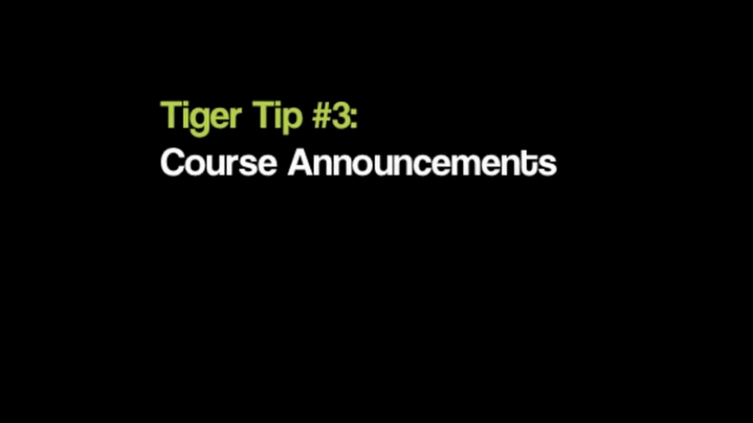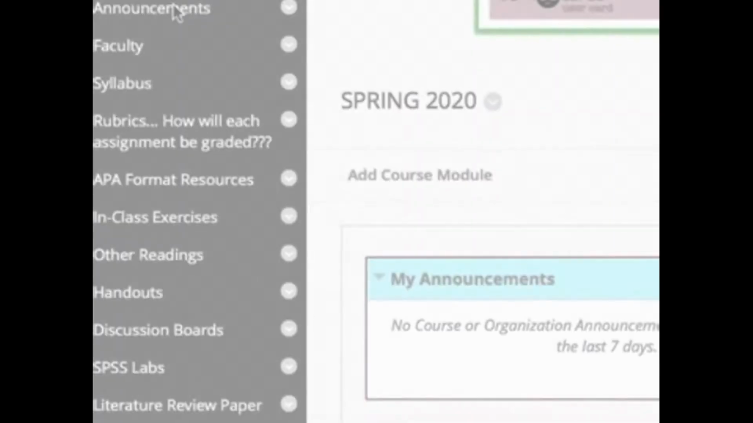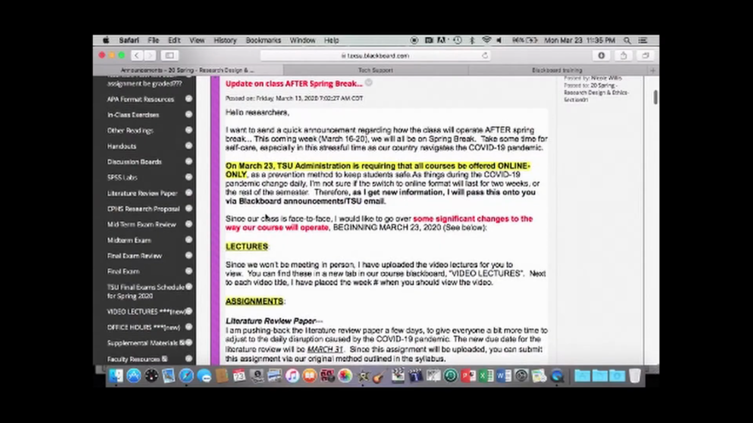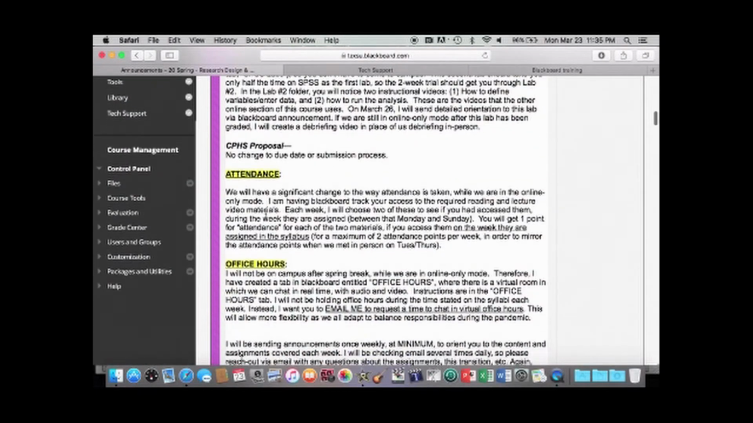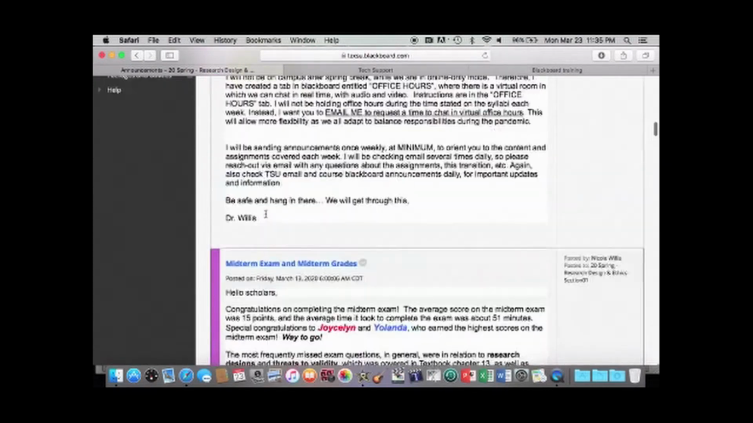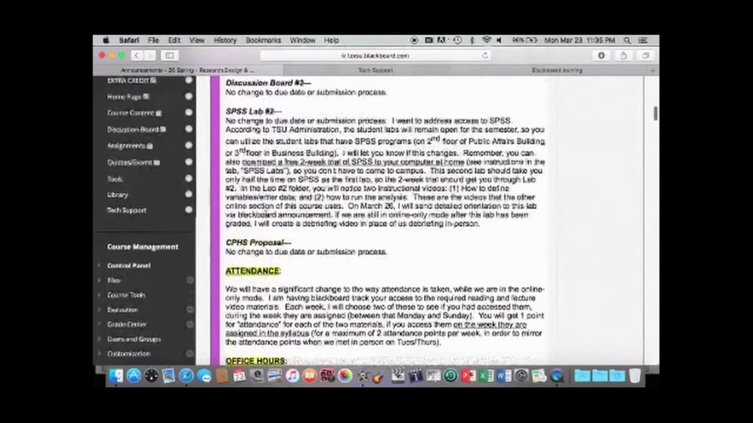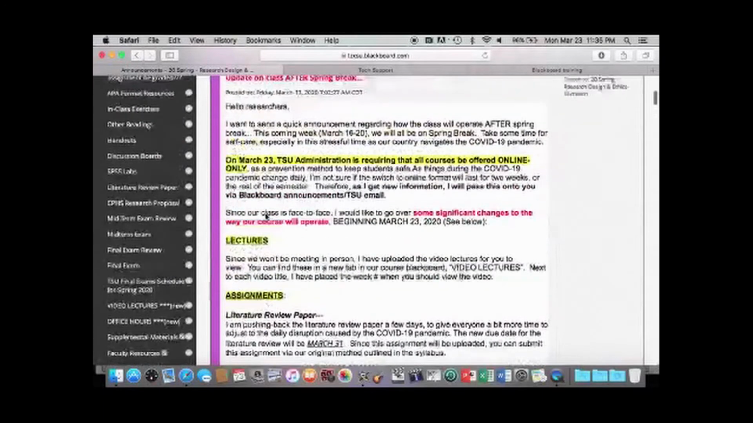Tiger tip number three, check the announcements on Blackboard daily for each course. This is especially important during this transition. You don't want to miss major course announcements about due dates, changes to the syllabus, and important instructions for course assignments that will now be submitted online.